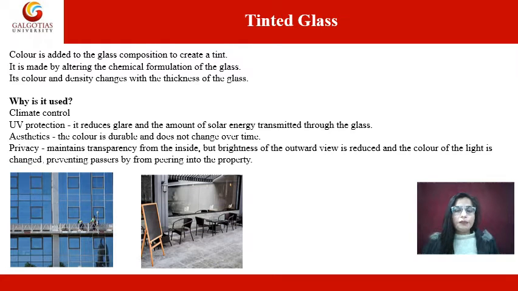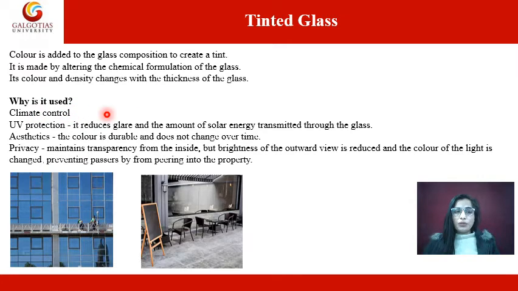Next we have tinted glass. As is clear from its name, in tinted glass color is added to the glass composition to create a tint. That's why its name is tinted glass. It is made by altering the chemical formulation of the glass. Its color and density can be changed according to the thickness of the glass. And why is it used?